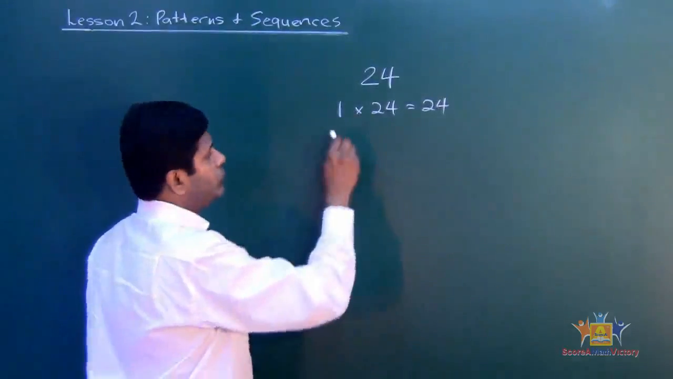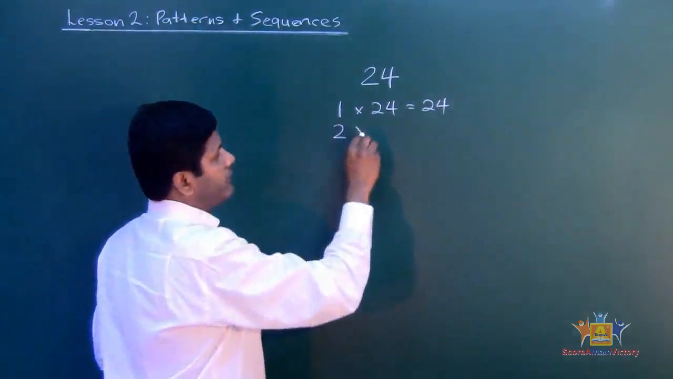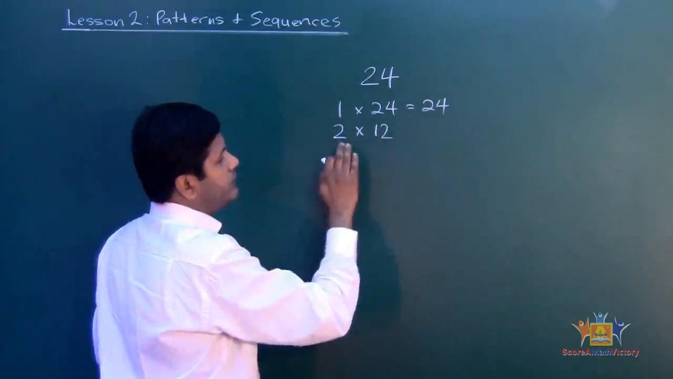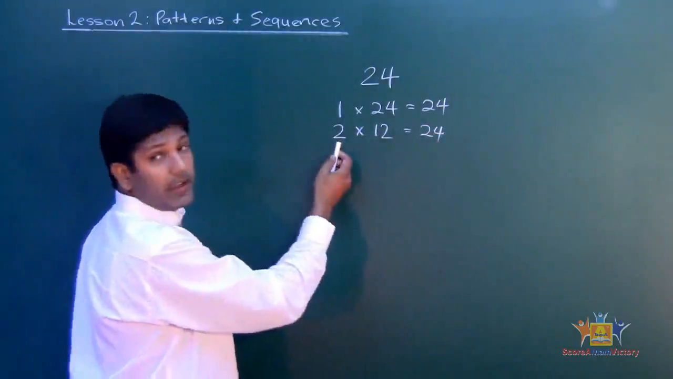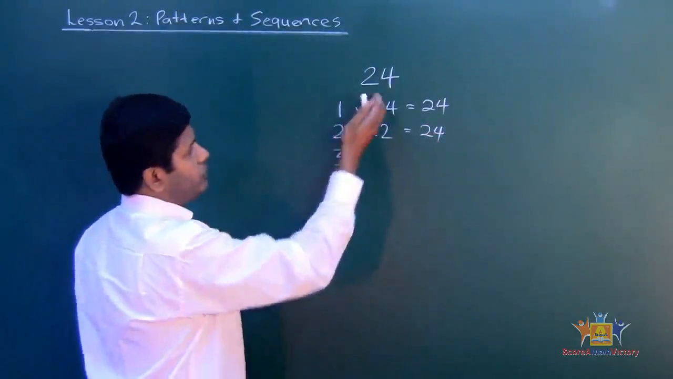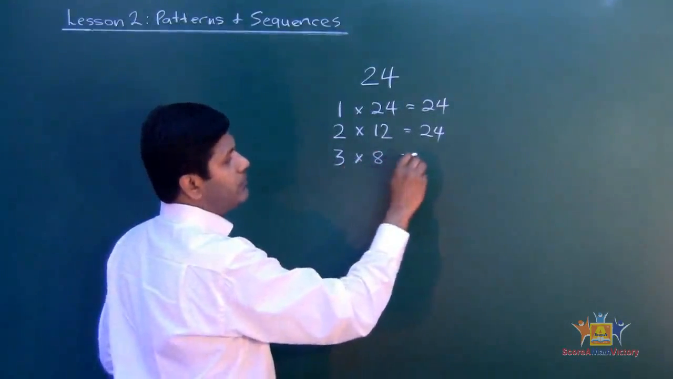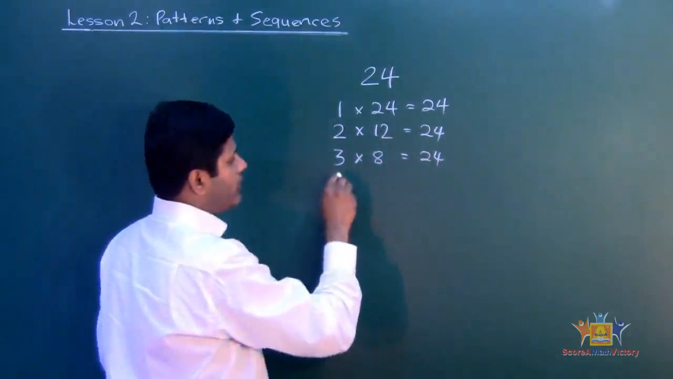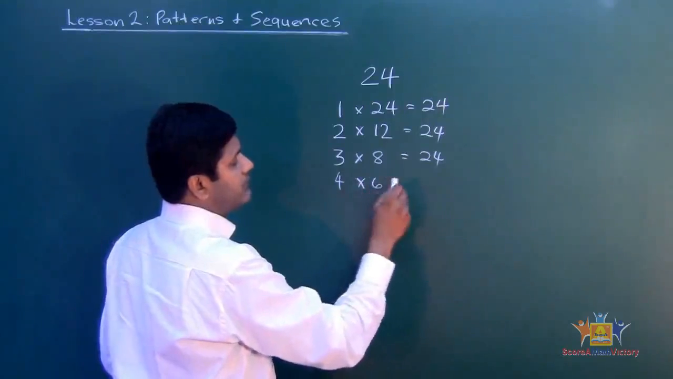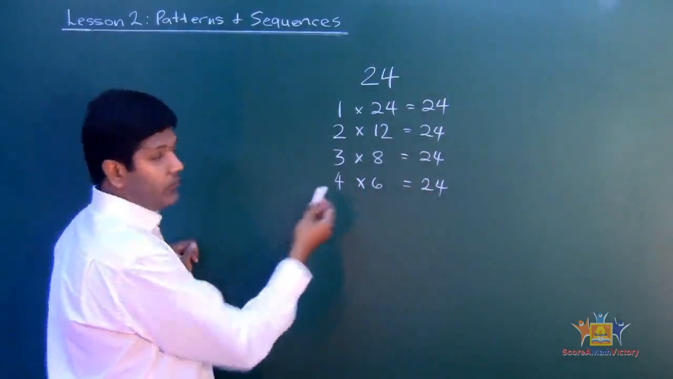Okay, let's look at 2. When I take 2 out of 24, what is left? 12. See that? 2 times 12 gives me 24. So 2 is a factor. What about 3? When I take 3 out of 24, what is left? 8. 3 times 8 gives me 24. When I take 4 out of 24, what is left? 6. 4 times 6 is 24. See that? That means 4 is a factor.